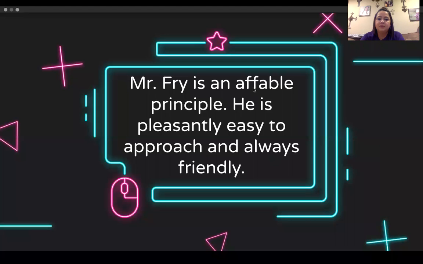So in this example, Mr. Fry is an affable principal. He is pleasantly easy to approach and always friendly. The word that we're going to try to determine the meaning of is affable. In this example, it does give us the definition right here. Pleasantly easy to approach and always friendly. If he is those things, then we know that affable means pleasantly easy to approach and always friendly.